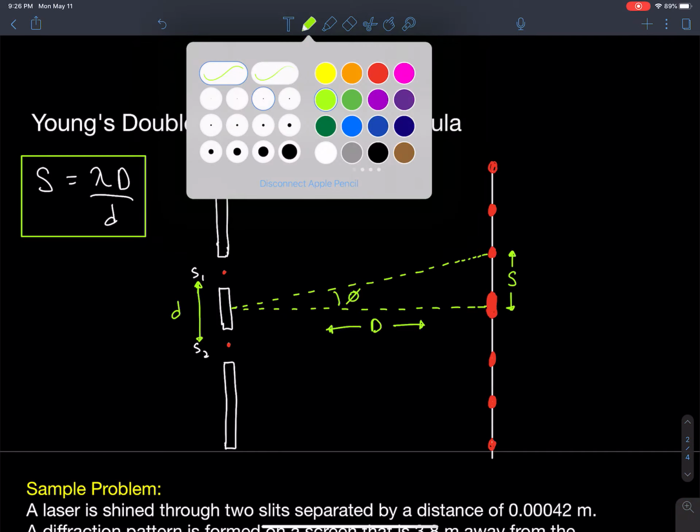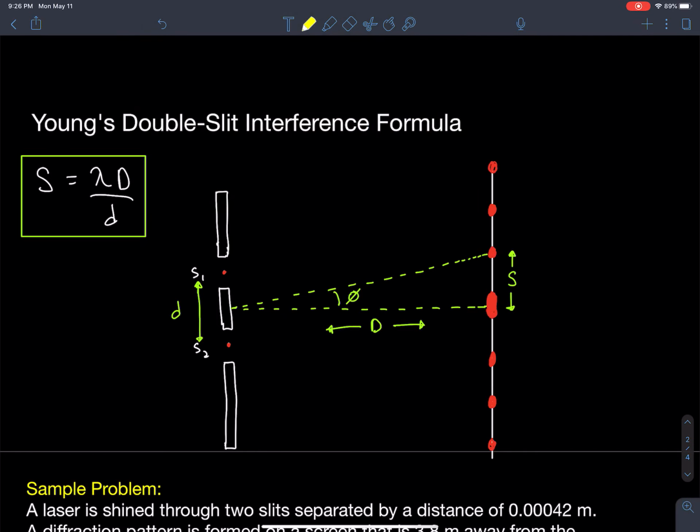So I'm just going to use a yellow line here. If I take a look at this triangle that I've generated in the middle here, S and D, and that angle over there, and I draw another triangle from here to here, imagine that triangle a little bit better. Well, this length and that length, in order for that constructive interference to occur, the path length difference, this area over here, that's my path length difference.